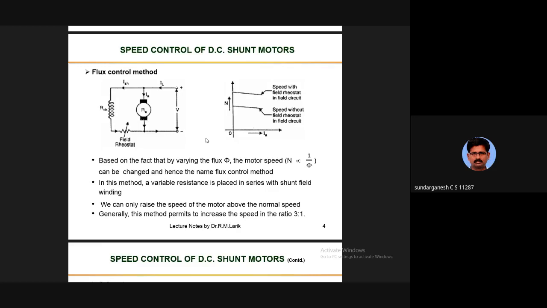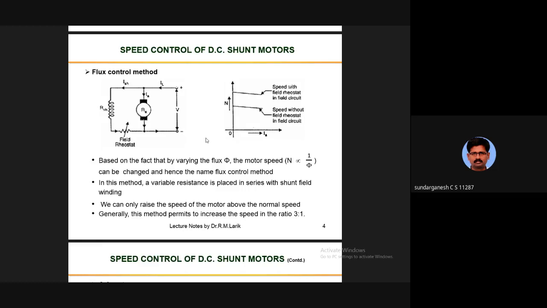Since flux is reduced, phi is reduced, speed will increase. I am telling once again. I am increasing the resistance of the rheostat. Due to the resistance increase, the current flowing through the shunt field decreases. Since the current flowing through the shunt field decreases, the flux phi also decreases.